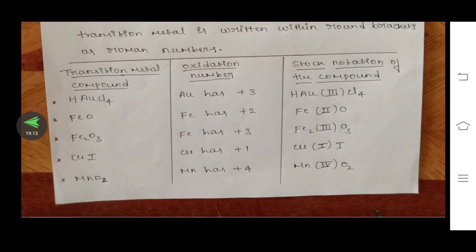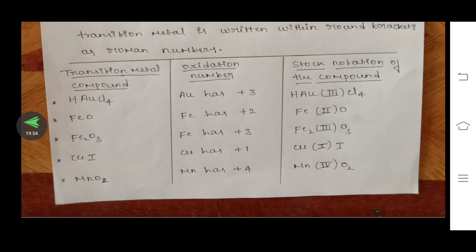Okay, so now how to write the Stock notation of the compound? What is the oxidation number of gold in HAuCl4? That is plus 3, right? So that you have to write in brackets after the gold element. After Au you just write that oxidation number in brackets. So HAu, and in brackets oxidation number 3, which you have to write as a Roman numeral, and close the bracket, Cl4.